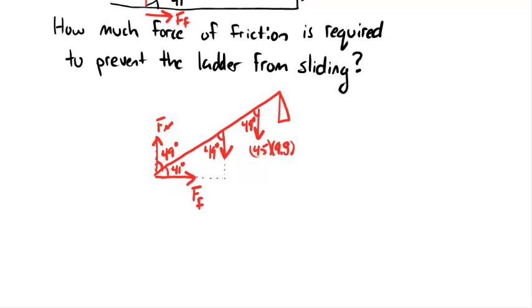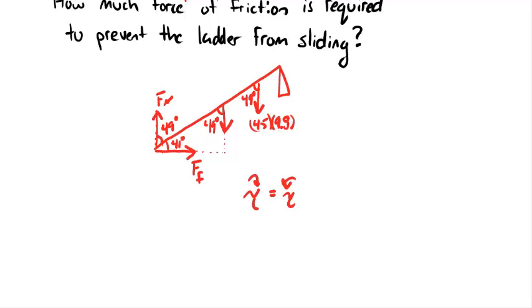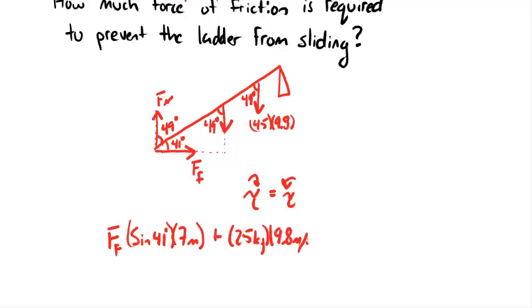And so let's take a look at our start. Clockwise torque equals counterclockwise torque. As always, any rotational equilibrium question, that's what you want to start with. So we write things out here. We have our force of friction times sine of 41 degrees, and this is 7 meters to the pivot, plus 25 kilogram mass of the ladder, times 9.8 meters per second squared, times sine 49 degrees, and this is 3.5 meters to the pivot.